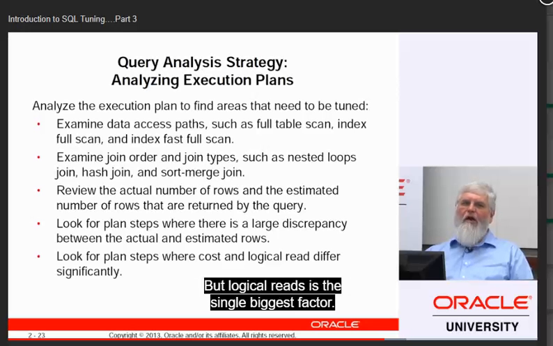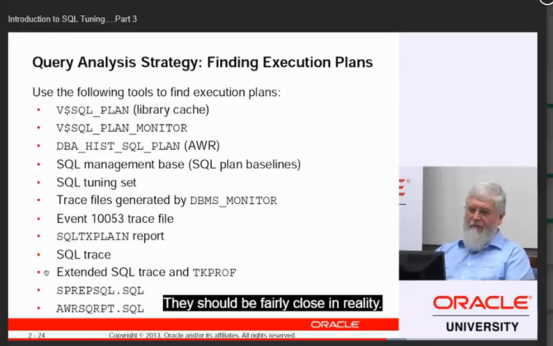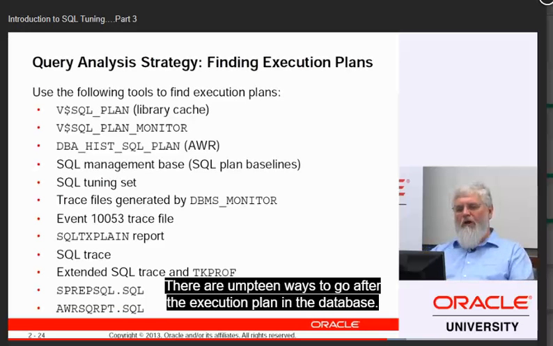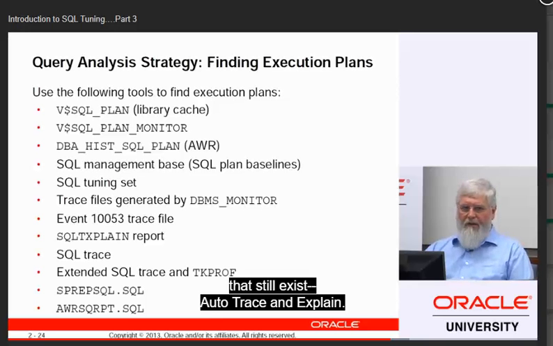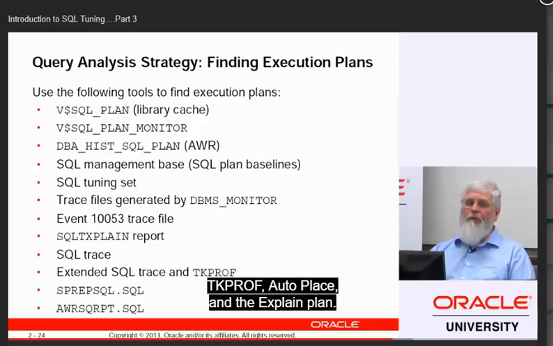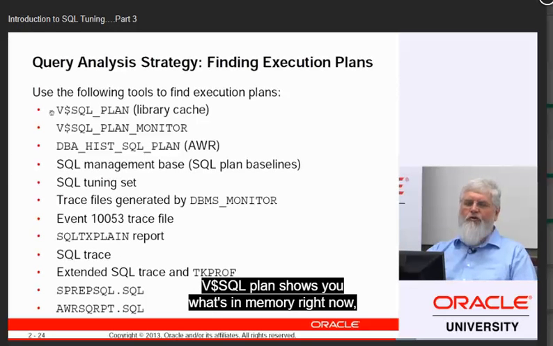There are umpteen ways to get the execution plan in the database. Earlier than 9.2, there were only a couple of really simple ones that still exist: autotrace, TKPROF, and the explain plan. Okay. Today there are many ways that you can get it. You can get it by looking at the V$ views. V$SQL_PLAN shows you what's in memory right now being used to execute statements. V$SQL_PLAN_MONITOR is used for monitoring long-running statements. It includes the execution plan.